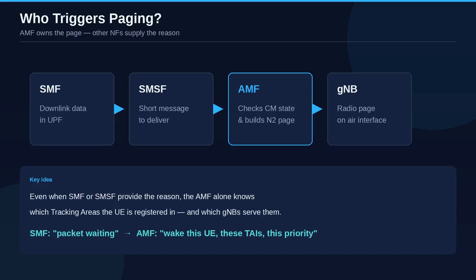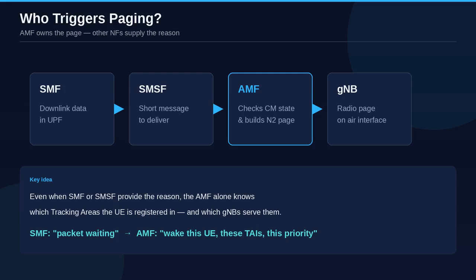Who actually starts a page? The short answer is the AMF, but the story is a little richer. The AMF itself can decide to page. More often, another network function nudges it. The Session Management function, the SMF, may have downlink data waiting in the user plane function for a PDU session. The SMS function may need to deliver a short message. Those NFs signal the AMF, the AMF checks the UE's CM state, and if the UE is CM IDLE, the AMF requests paging from the radio access network.